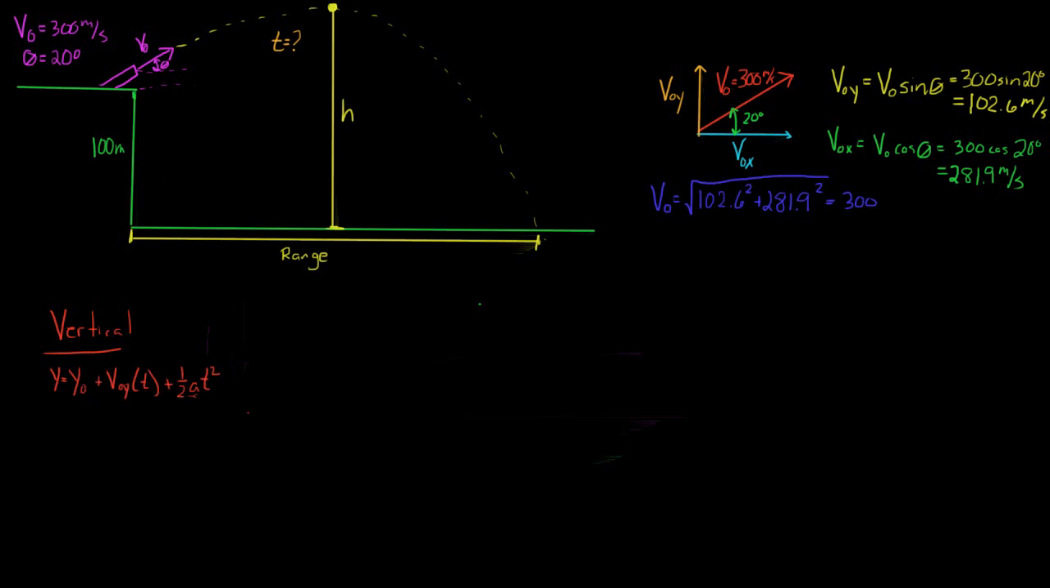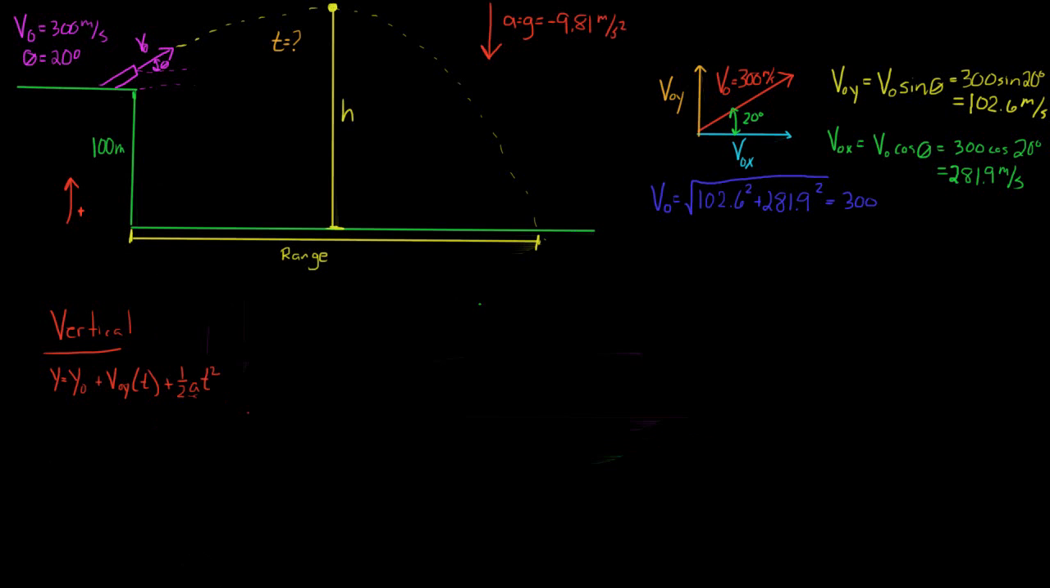So what's this acceleration term right here? Well, this is a projectile problem, so our acceleration is going to be gravity. And gravity is opposing our positive convention, which is going to be up. This is going to be our positive direction. And gravity is going to be negative 9.81 meters per second squared.